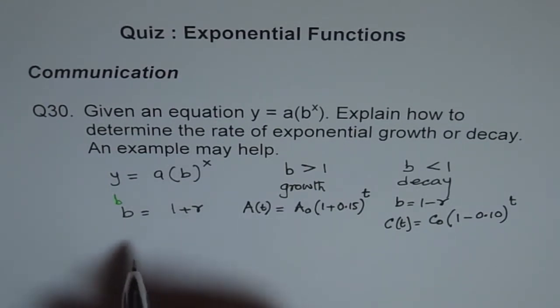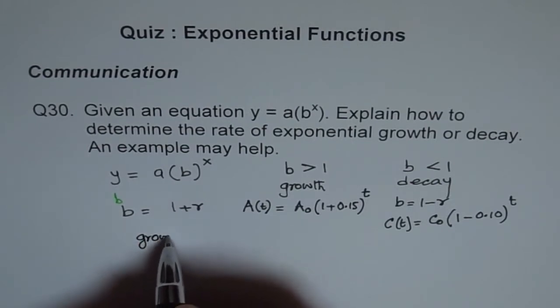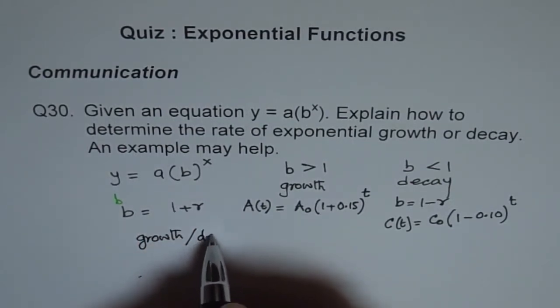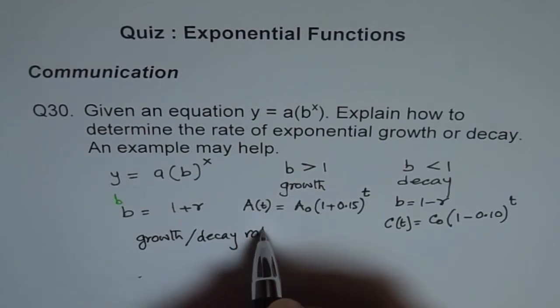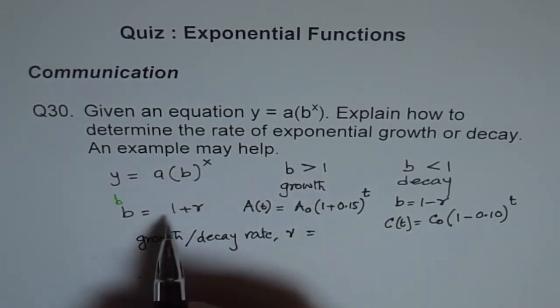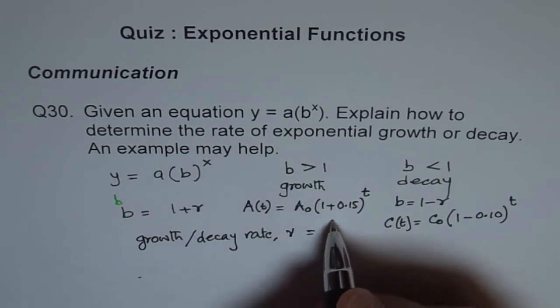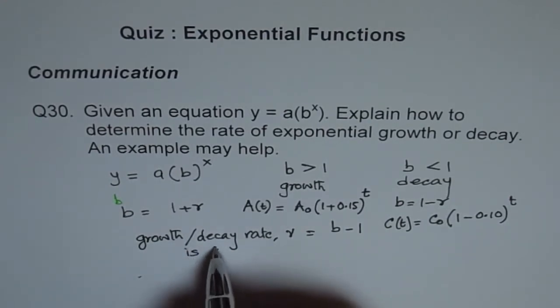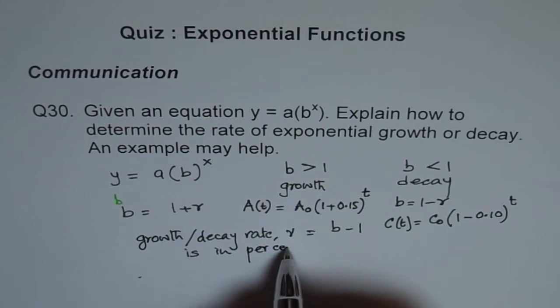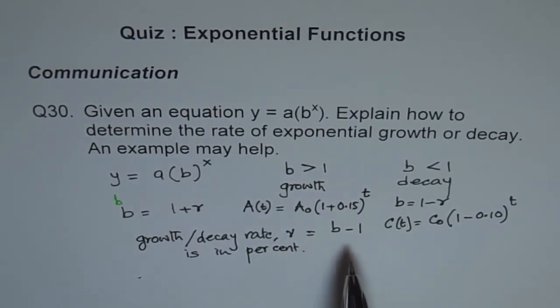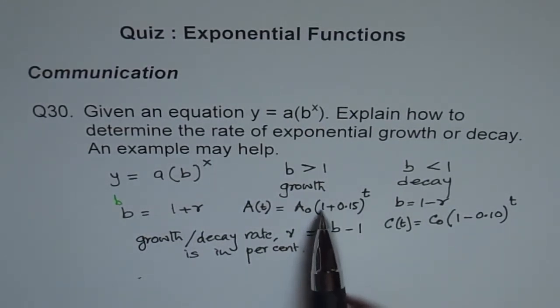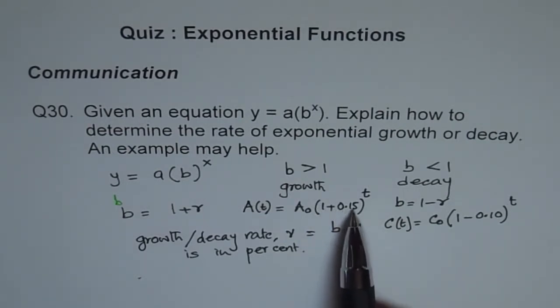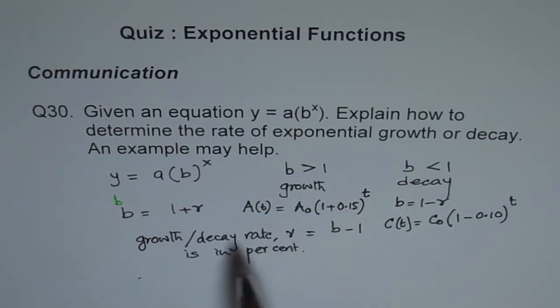In general, we can say growth rate or decay rate r is equal to, from here, b minus 1. Is that okay? b minus 1. Is that okay? And this rate is given in percent. Do you understand? So if I write here, for example, in this case, it is 1.15, correct? So if I take away 1, I'm left with 0.15, and I say 15% is the growth rate.